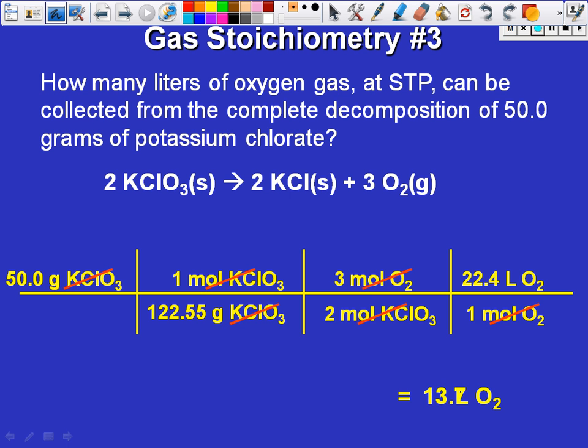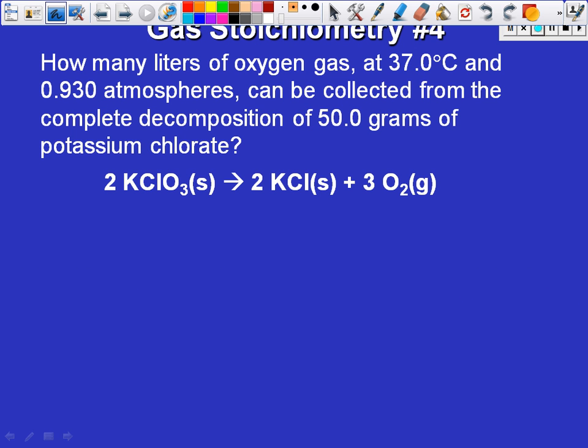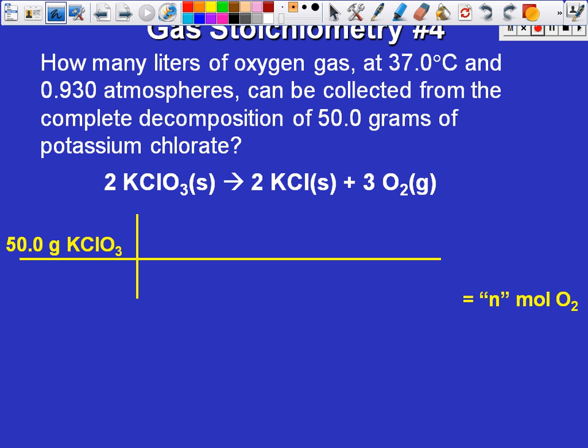All right, and the units cancel, which ends up giving you 13.7. Again, that's kind of a typo down there at the bottom. It is 13.7 liters of oxygen. All right, let's see. Now, this time they've changed it up a little bit. How many liters of oxygen at 37 degrees Celsius? Well, that is a problem all within itself. What is the problem with this question?